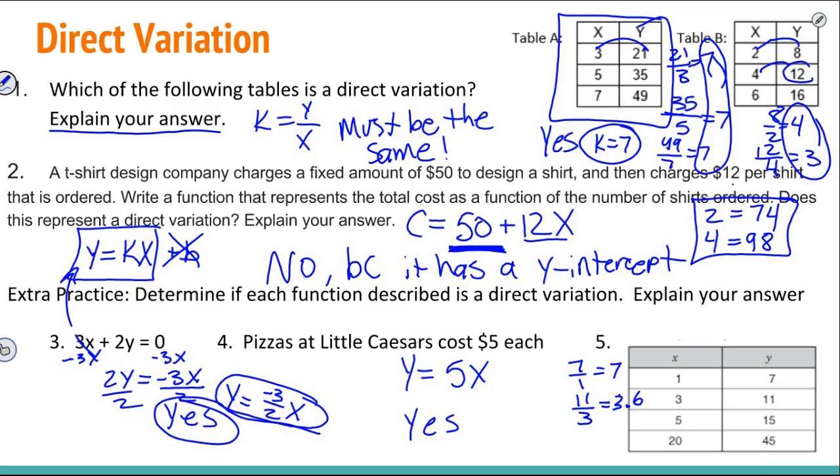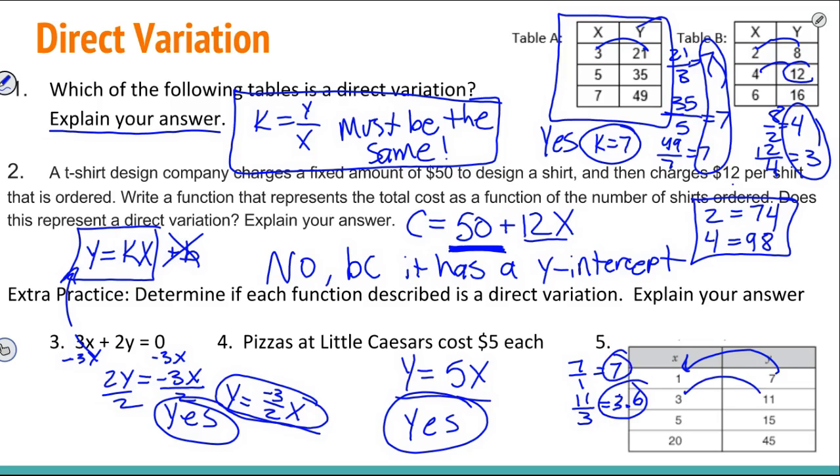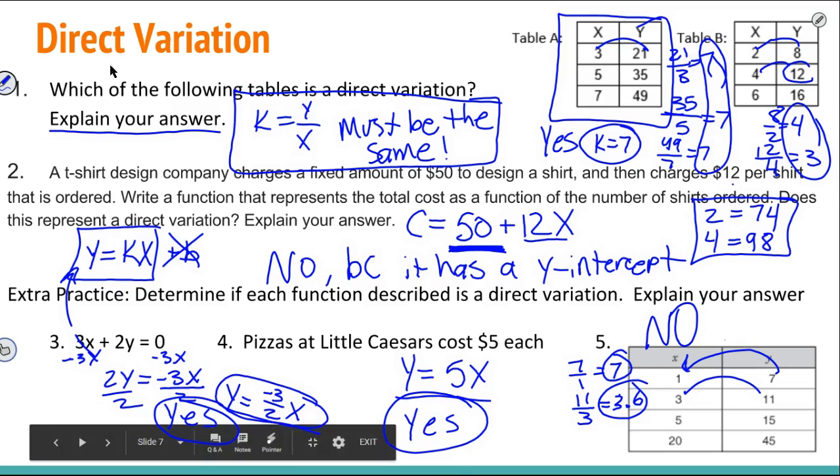Number 4, pizza at Little Caesars. The cost is $5 each, so we have y equals 5x. Again, that is a direct variation because it's in the form y equals kx. Number 5, a table. Going back up to number 1, all of the y over x's must be the same. 7 over 1 is 7. 11 over 3 is not 7, so not a direct variation. Last page.